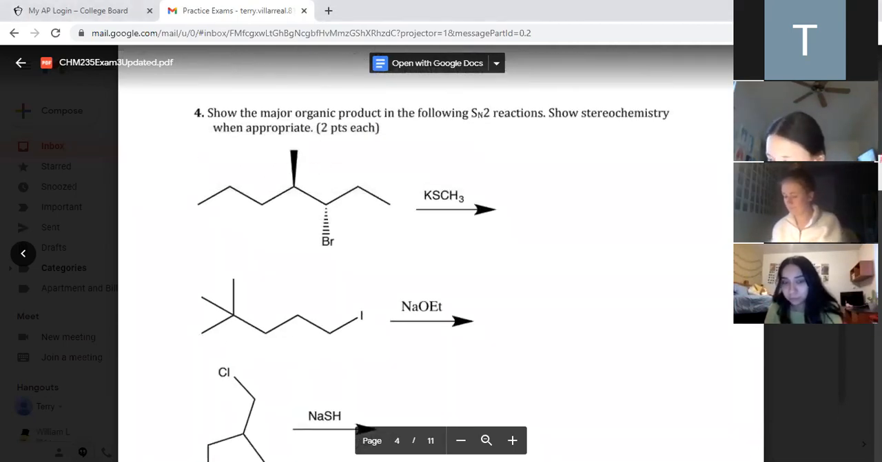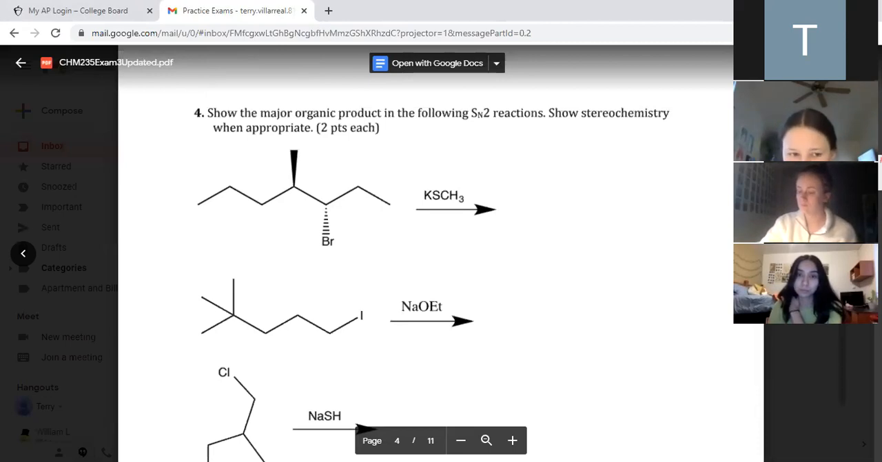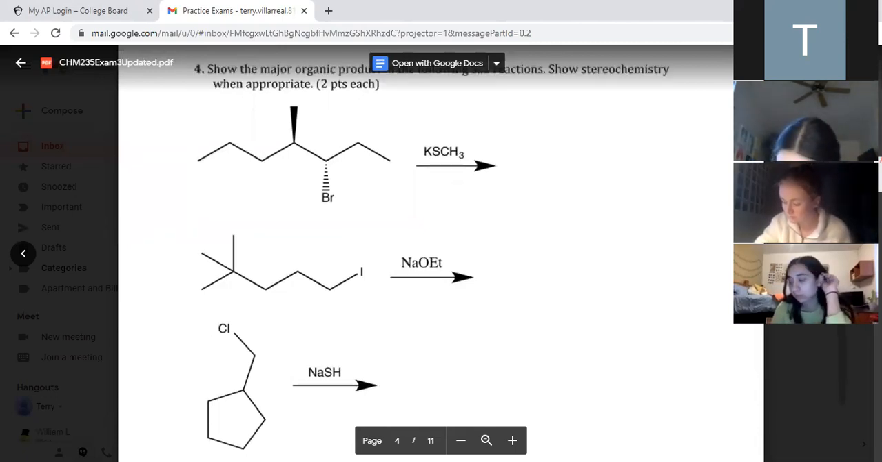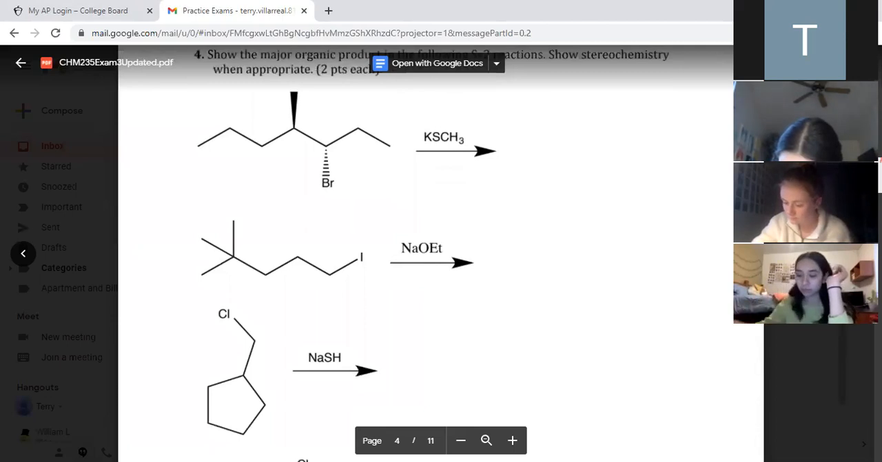Show the major organic products for the following SN2 reactions. Show stereochemistry when appropriate. So SN2 reactions, what happens if you have a stereo center? Do you retain, do you flip, or do you get both? You invert every time. If you have a stereo center, it is going to invert. So I will scroll down and I'll give you guys a minute on these three and see what you get.